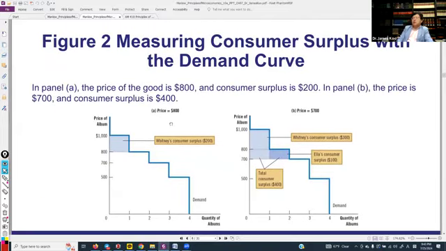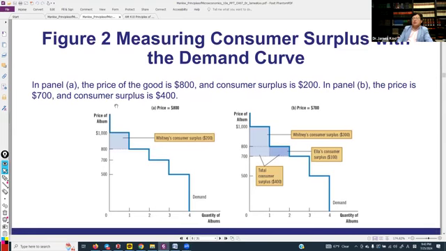Measuring consumer surplus with the demand curve. If the price is 800, consumer surplus is 200. It means the price is fixed here at 800, and this amount is consumer surplus. Why? Whitney's expectation is 1,000, but he buys at 800. That means 200 is surplus. It's a good deal.